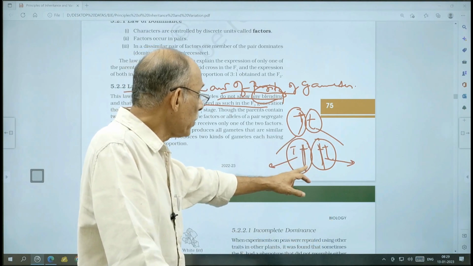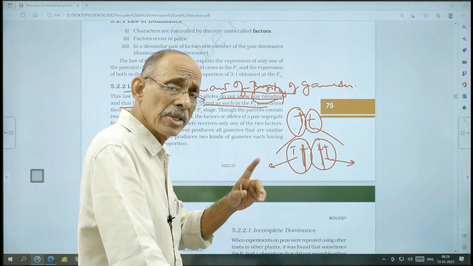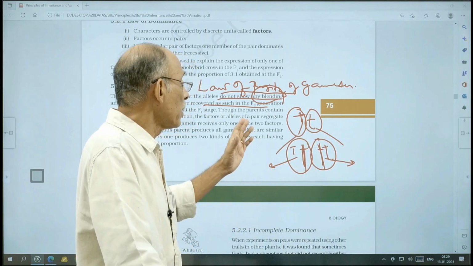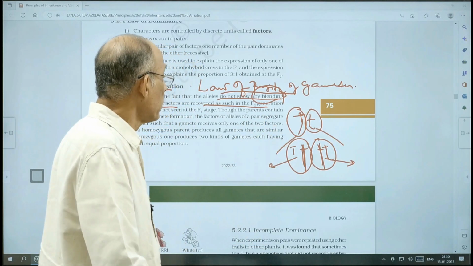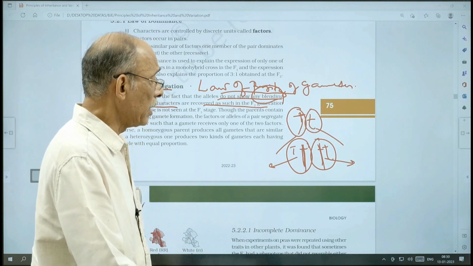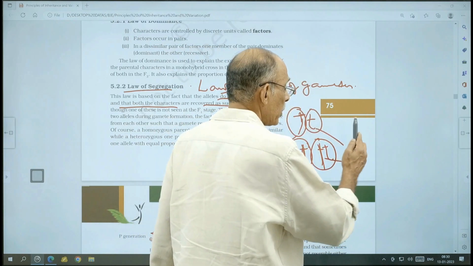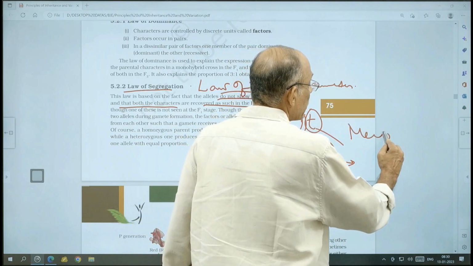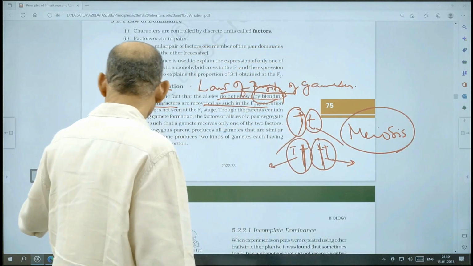So he found that the alleles or factors of each character separate during gametic formation. That is purity of gametes and the law of segregation. The chromosomes or alleles are being segregated. And this is the only law which stands even today without any modification. And the cytological proof of this law is meiosis.